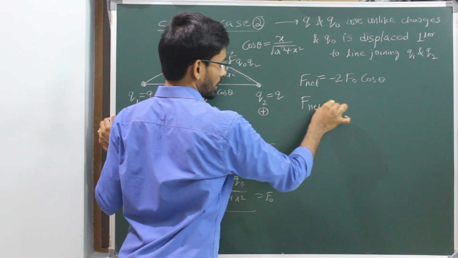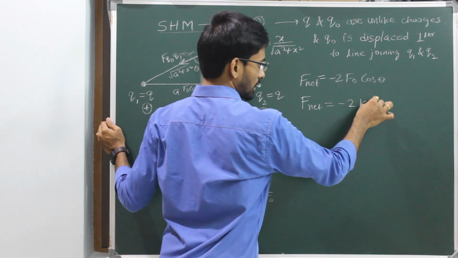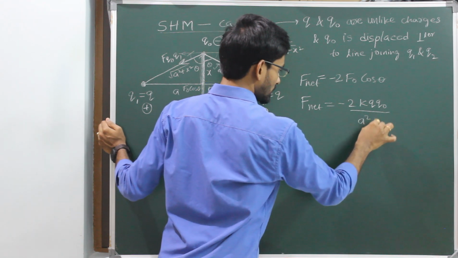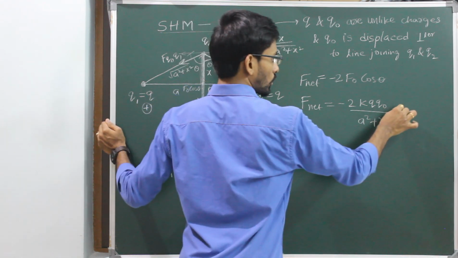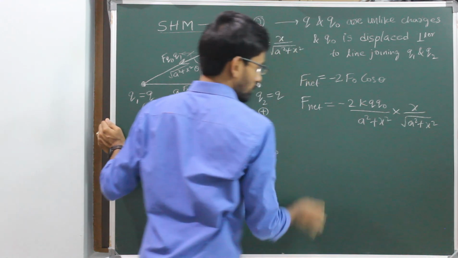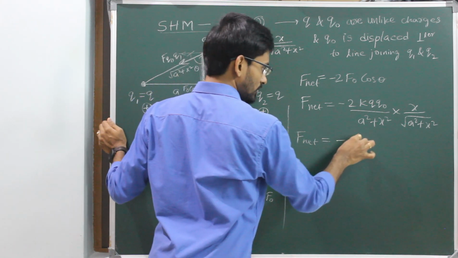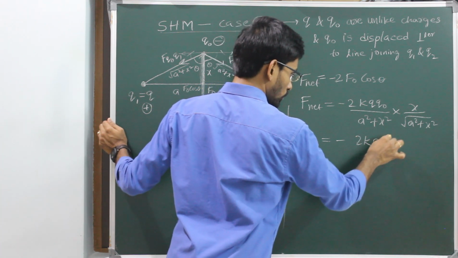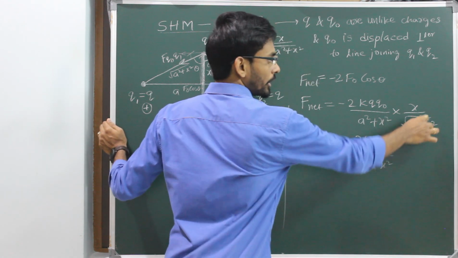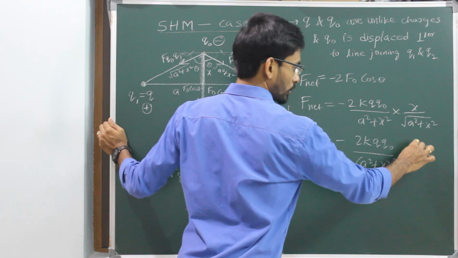So now let us substitute the values of f naught and cos theta. So f net will be minus 2 into f naught value, which is k q q naught by a square plus x square, into cos theta, which is x by under root of a square plus x square. So from here we will get f net as minus 2 k q into q naught by a square plus x square, here power 1 into power 1 by 2, so it will be whole power 3 by 2, into x.